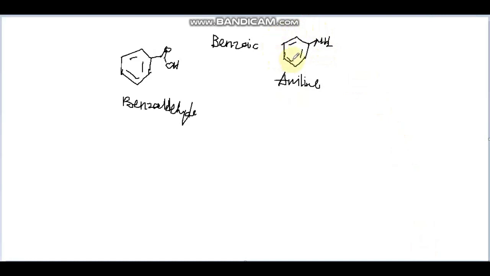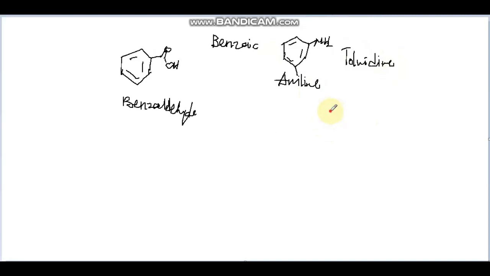Let's say we have an aniline having a methyl group bonded to it. So if you have a benzene ring with a methyl group and an amino group, it can be named as aminotoluene or methylaniline. But the common name is called toluidine. That is a benzene ring with an amino group and a methyl group.